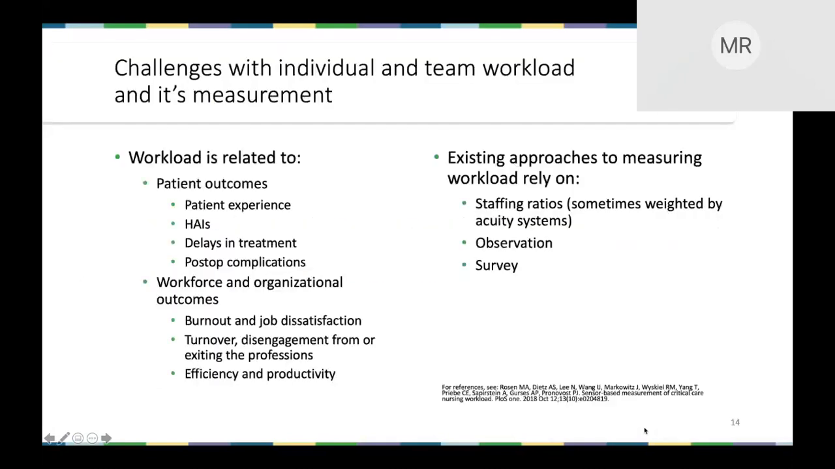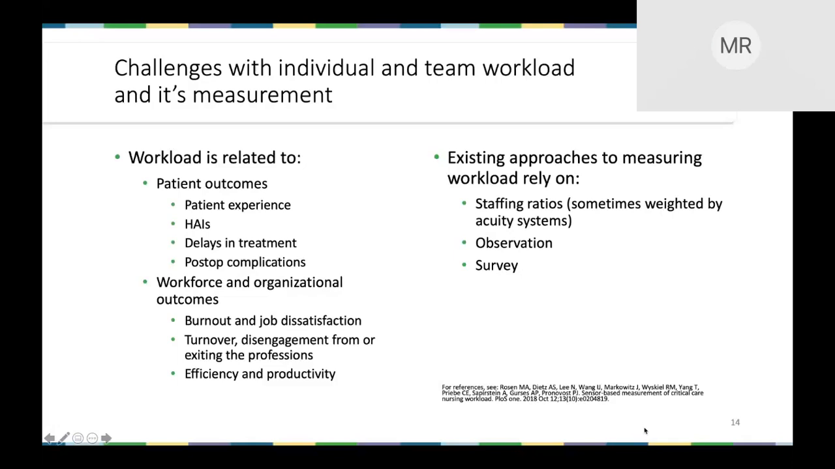So starting off, I probably don't need to spend too much time on outlining the challenges around workload and the state of the industry today. There's staff shortages, there's burnout, there's potentially mental health crises across the industry. There's a lot of challenges currently, and we know that workload, conceptualized and measured in different ways, impacts patient experience, hospital-acquired infections, delays in treatment, post-op complications. It also impacts the people in that system. Working under those conditions with increased burnout, job satisfaction under high workload conditions, turnover, disengagement and exiting the professions, and then organizational efficiency and productivity too.